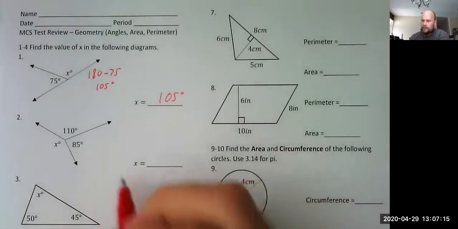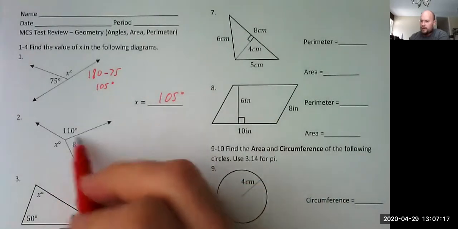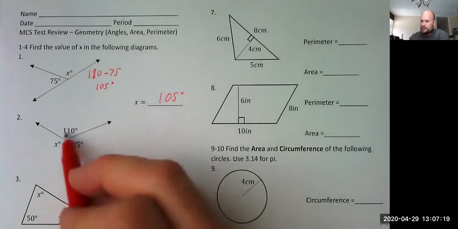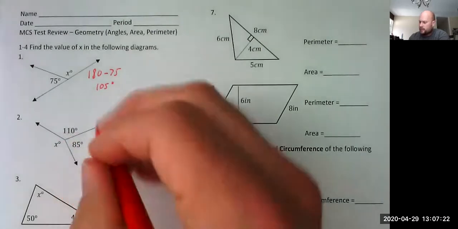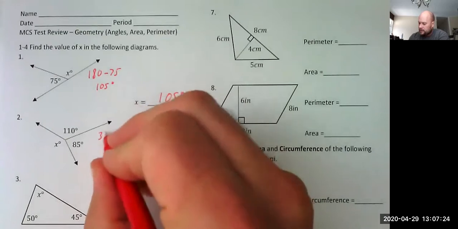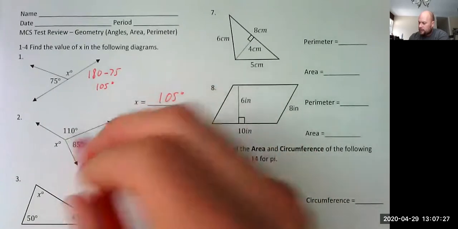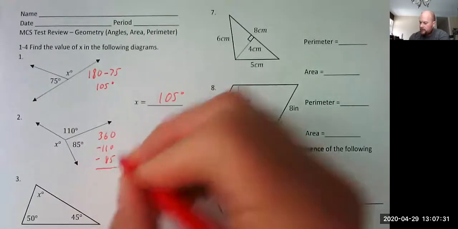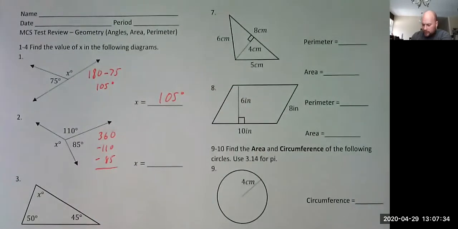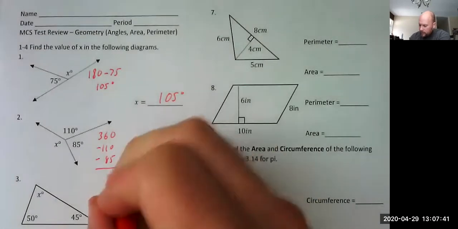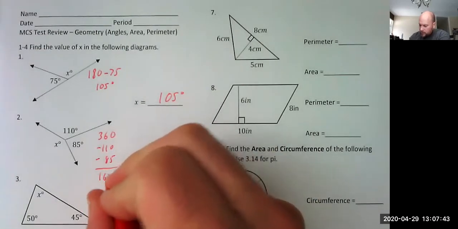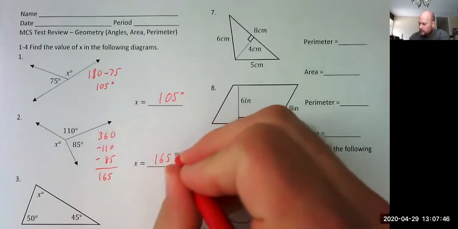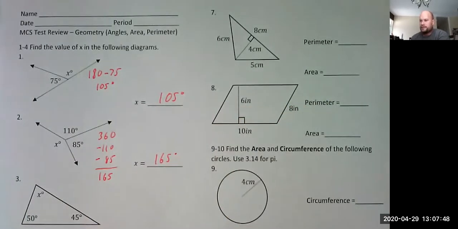For the second one, we have 3 different angles around a single point. Around any single point, that's 360 degrees. So we're going to take 360 and subtract off the 2 angles that we know, so minus the 110, minus the 85. And if we combine those, 360 minus 110 minus 85, it's a total of 165. So that would be the angle that's remaining.